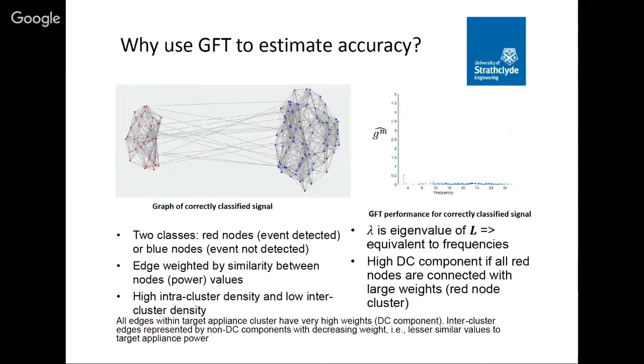And the right side shows the frequency performance for the GFT, and the G-hat here is the energy over that kind of frequency, which we obtain from the eigenvalue lambda of L here. And as you can see, there will be a high DC component if all red nodes are connected with large weights, which means a good, correct classification result.